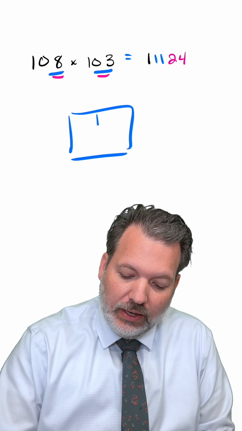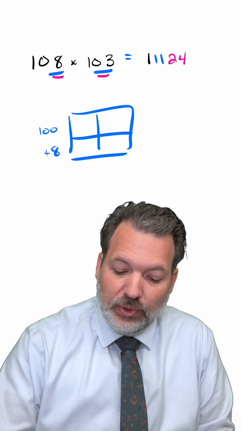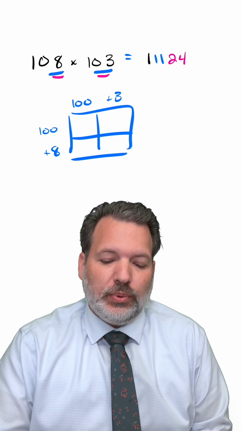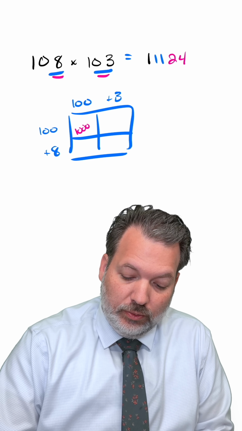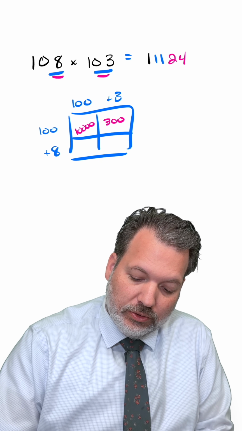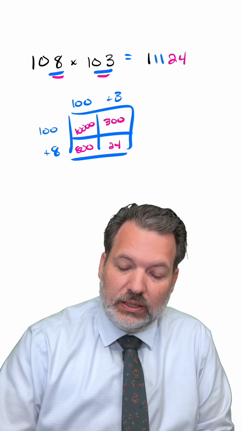You can see why this isn't even really a trick if you use something called partial products. Imagine your 108 not as 108, but instead as 100 plus 8. And similarly, your 103 is 100 plus 3. What we're really multiplying here is 100 times 100, which makes 10,000, 100 times 3, which makes 300, 100 times 8, which makes 800, and then finally 8 times 3, which makes 24.